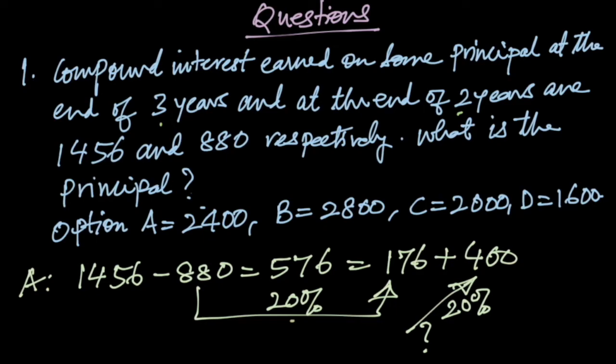So here we say that 1456 minus 880, which is 576. Now 576 can be expressed as 176 plus 400. So 20% of 880 is 176. Then we have to find out, is there some number in the options whose 20% is 400, and we see that the answer is C. So we get C as the right answer here.